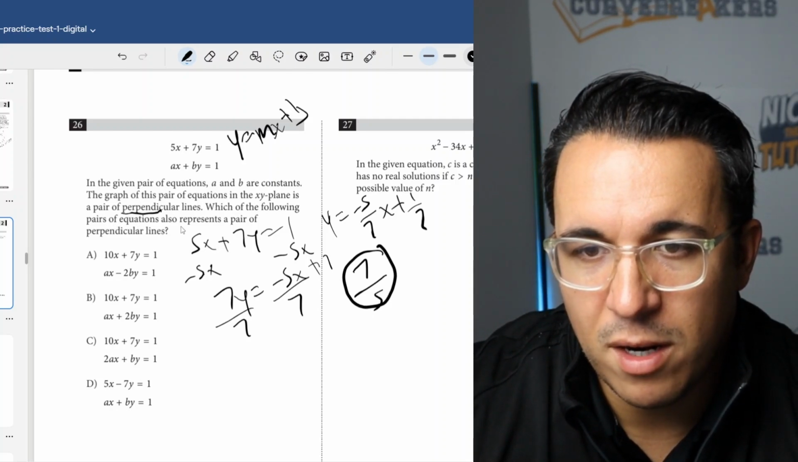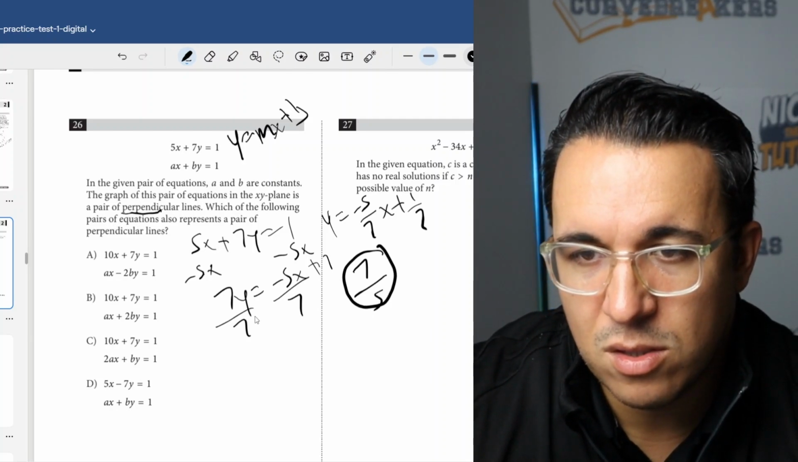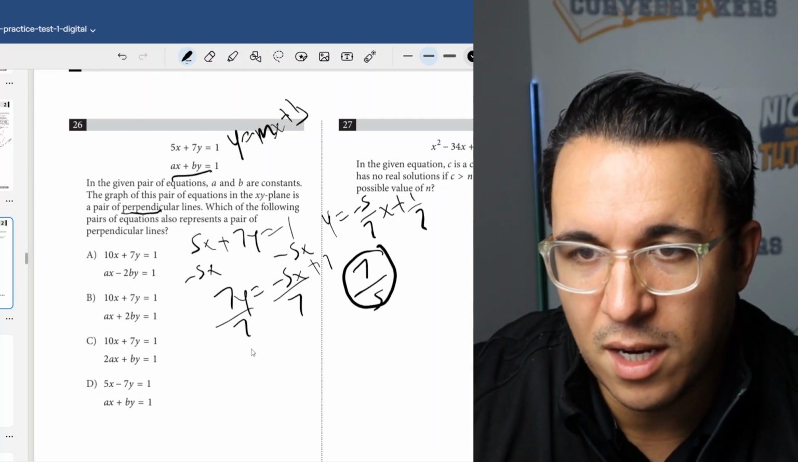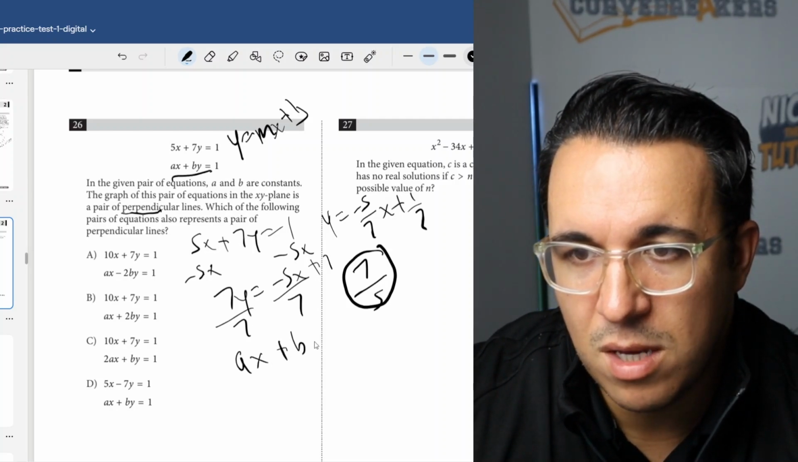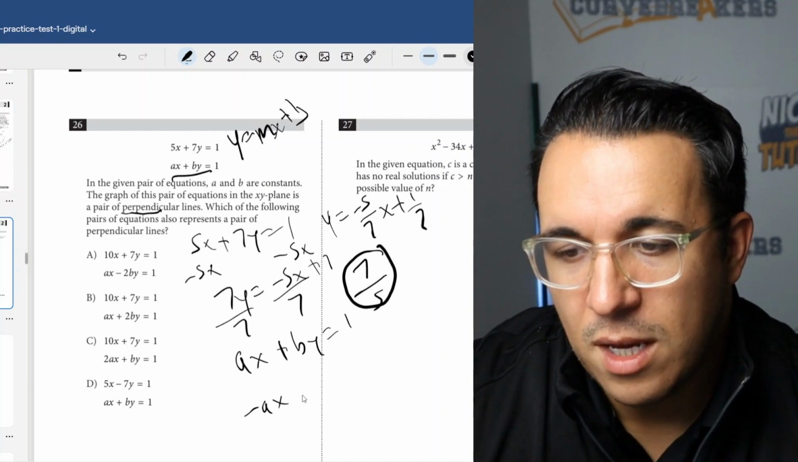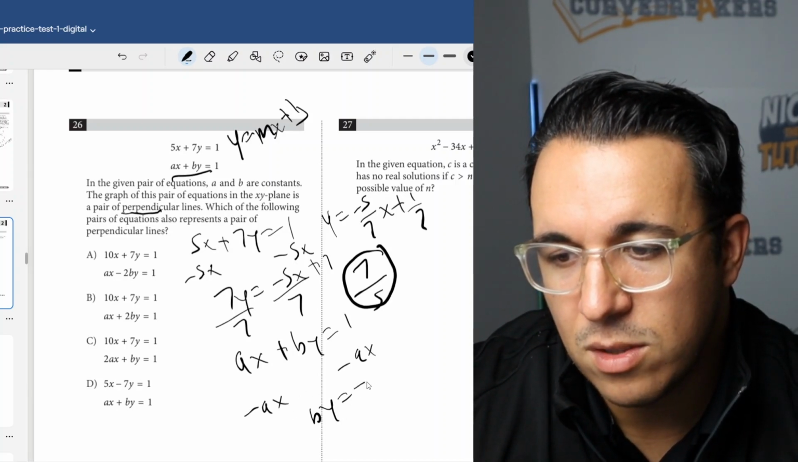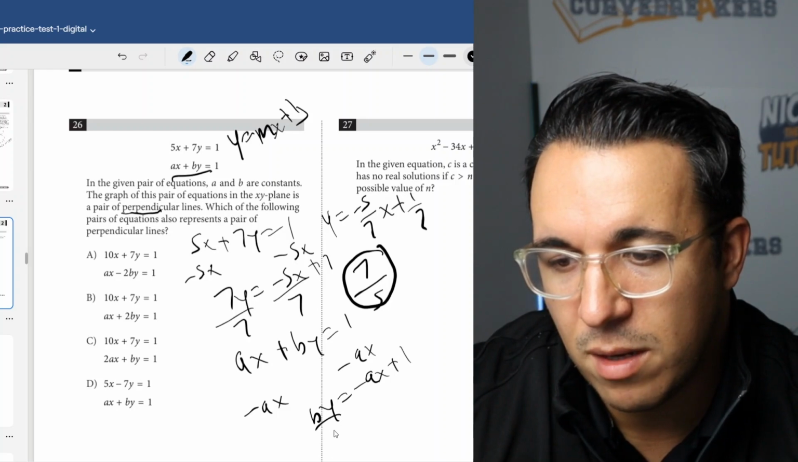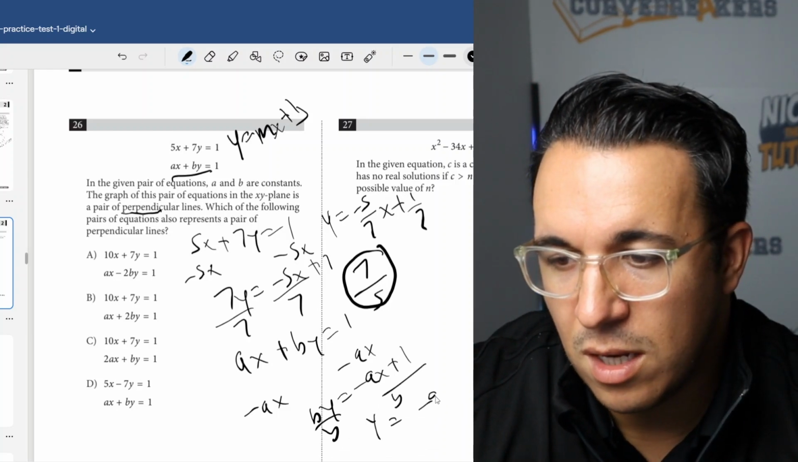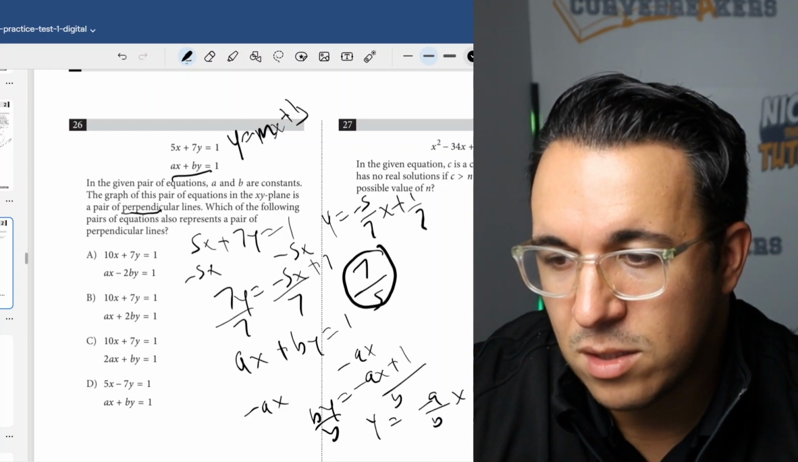Which of the following pairs of equations? Now, remember this slope here. Look at this line. Do that here. ax plus by equals 1 minus ax. So by equals negative ax plus 1, divided by b. So we end up with y equals negative a over b x plus 1.